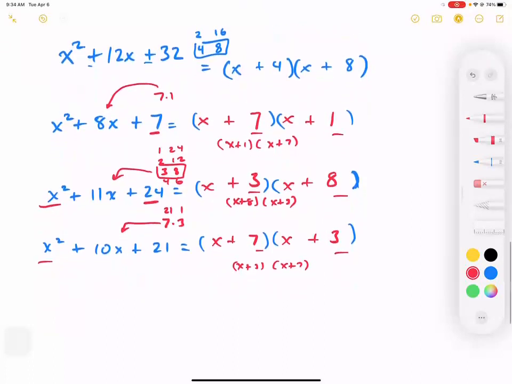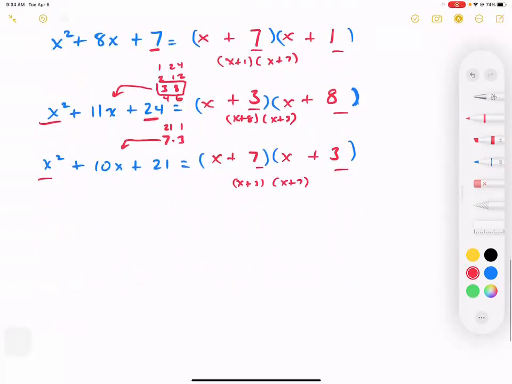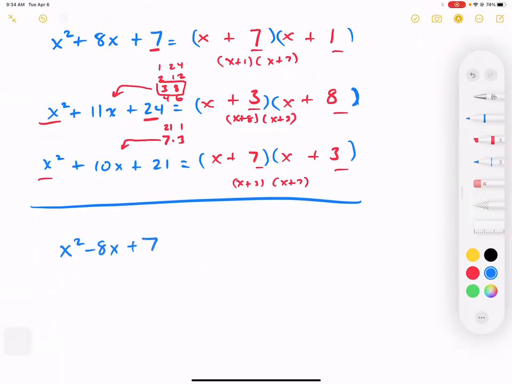All right, so let's look at a change of sign here. When will this be minuses? Well, let's look at these same questions here. x squared minus 8x, oh sorry, plus 7. Or x squared minus 11x plus 24. And x squared minus 10x, oh sorry, plus 21. If you notice, I'm using all the same numbers. I've just changed some of the signs. Now this is when negatives come in.